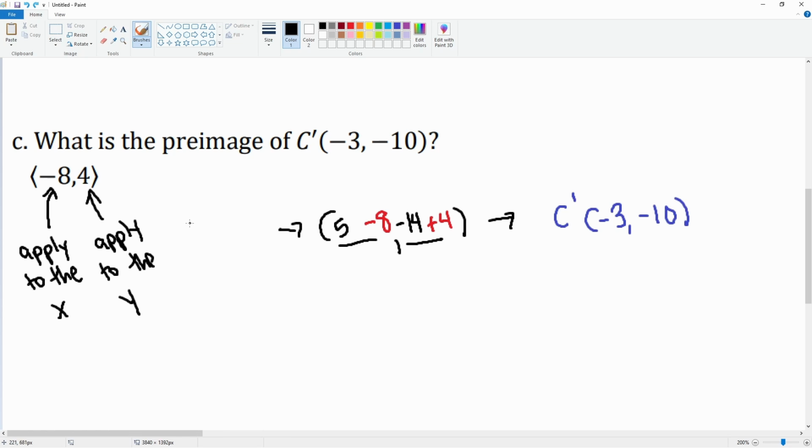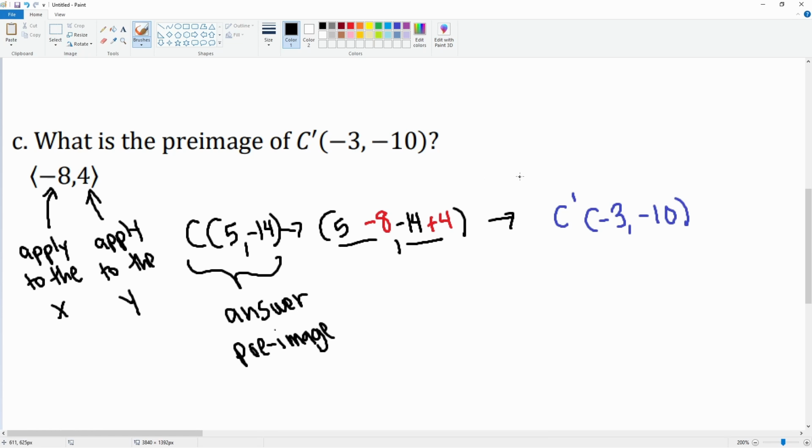So the original point for C was 5 comma -14. This is your answer here, because this is the pre-image. It was the point before the transformation happened.